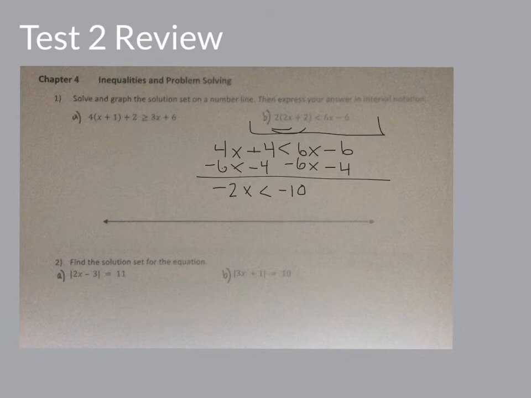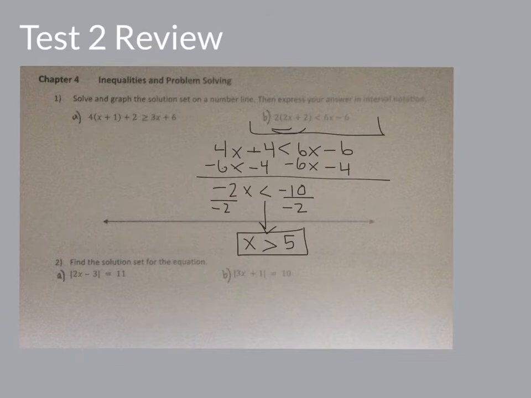Now we just need to solve for x by dividing by negative 2. With inequalities, the most important thing that you should know is that when you divide by a negative, you must flip the direction of the inequality sign. So my main inequality is that x is greater than 5. But in the problem, they want us to express our answer in interval notation and graph.